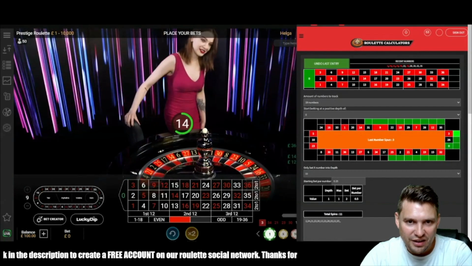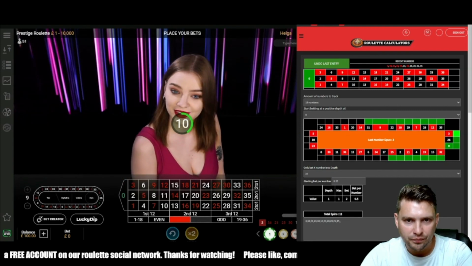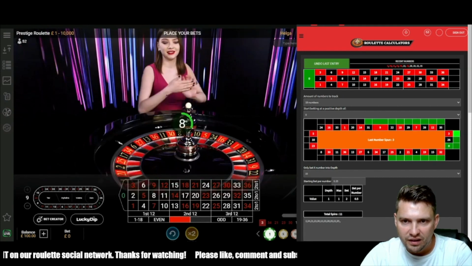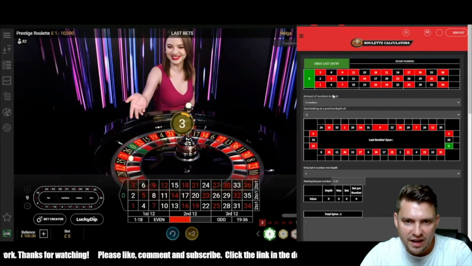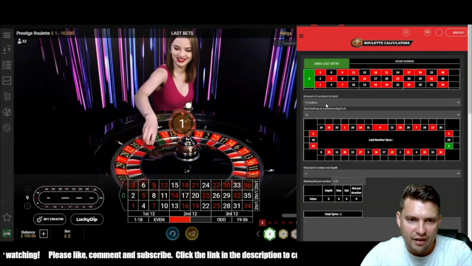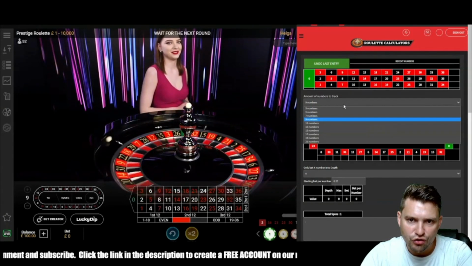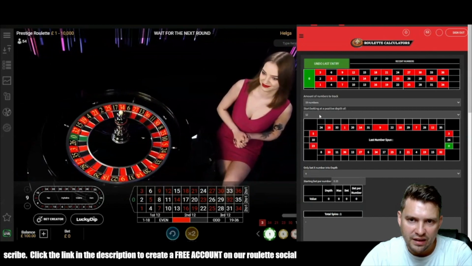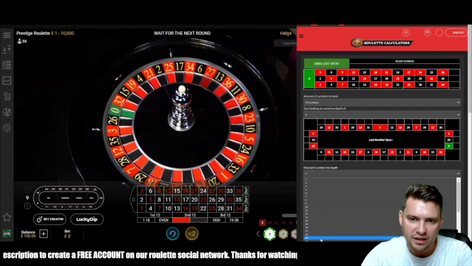So new dealer, very pretty dealer, nice tattoo. And let's see what she does. Now you'll notice that Sam's setting up the calculator now, and he's going to choose 19 numbers to track, and also set the start betting at positive depth to 0. That means that the table is going to highlight straight away.